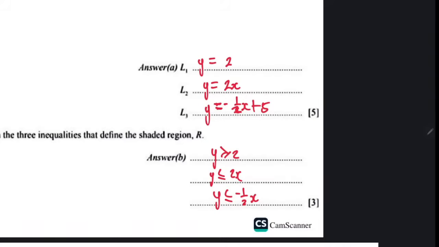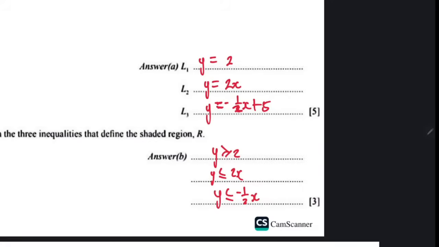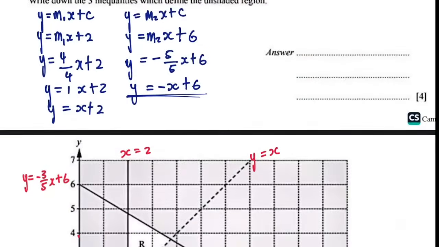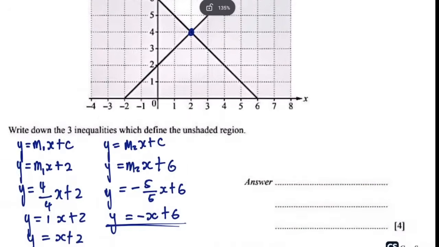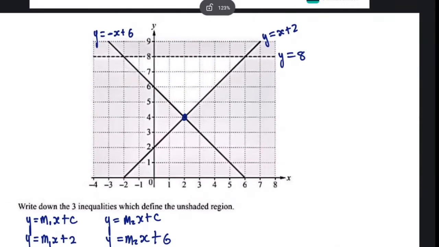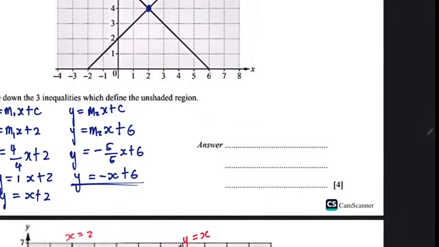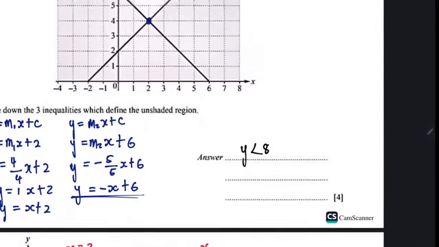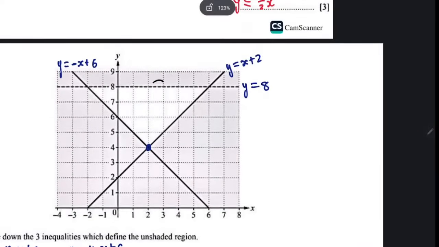So remember step number 1 when you are writing the inequality. Find the line. And when you have the line now, convert it to an inequality. So here you can see it's below this line. It's below this line of y equal to 8. So you can say y is less than 8. Don't put or equal to, it's just less than. Because this is a dashed line.